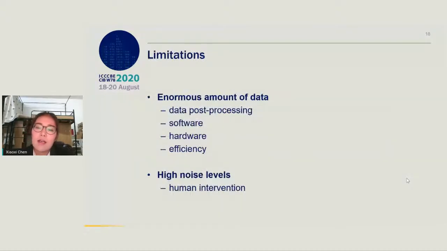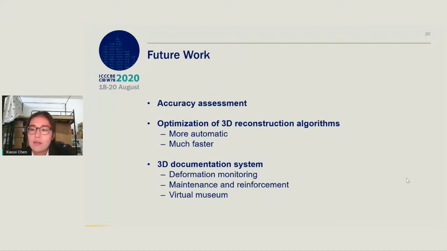Our study also has some limitations, because the result involves an enormous amount of data. These high-density data lead to challenges with data post-processing, and with software, hardware, and efficiency. Also the result may contain a lot of noise.